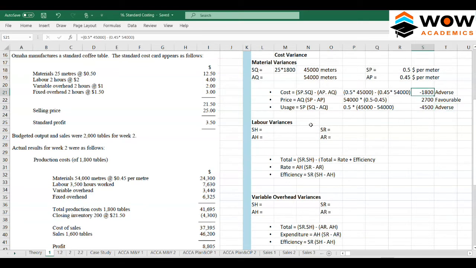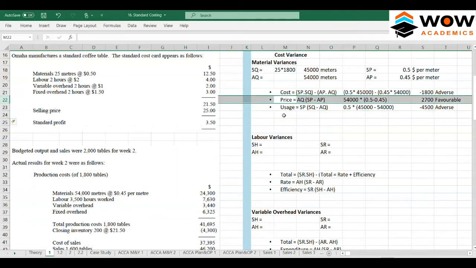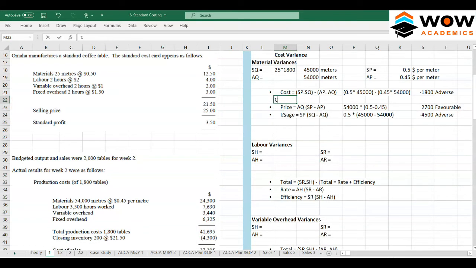So we also told you that the cost variance can also be found out in this formula, right? Cost variance equals price plus usage. We told you it can also be found out like that. So let's check whether that is also correct. Here we have 2,700, which is favorable. Plus is a normal symbol there. We have minus 4,500, so you put it in brackets. So get the answer. It should come to minus 800. So let's see whether you get it.